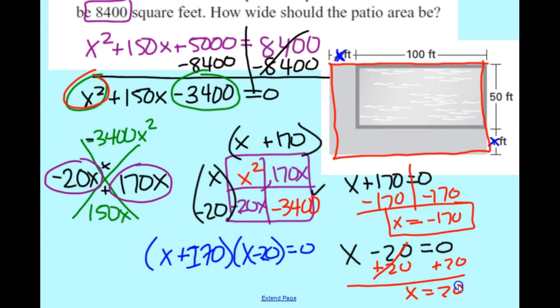Now just be realistic for a minute. Can you have a side length that's negative? You say, I'm going to build a patio that's negative 170 feet. That doesn't make any sense. We can't have a negative answer. So our patio has a width of 20 feet.